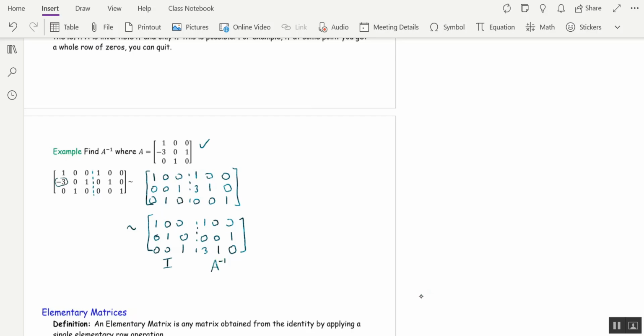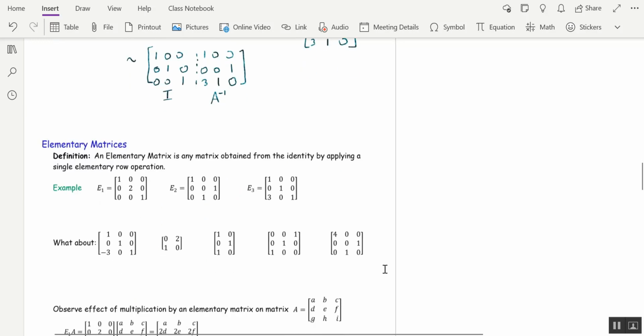And so this must be my A inverse. So my A inverse is the 3x3 matrix 1, 0, 0, 0, 0, 1, 3, 1, 0. The only thing tricky about this algorithm is that the rows can get very long, and so you have to remember to do the row operation all the way across the row, and so the arithmetic can get a little bit tricky.